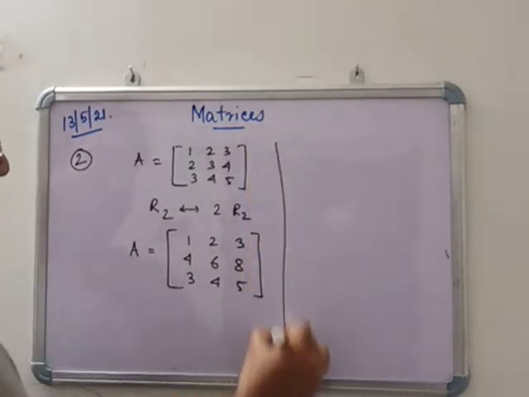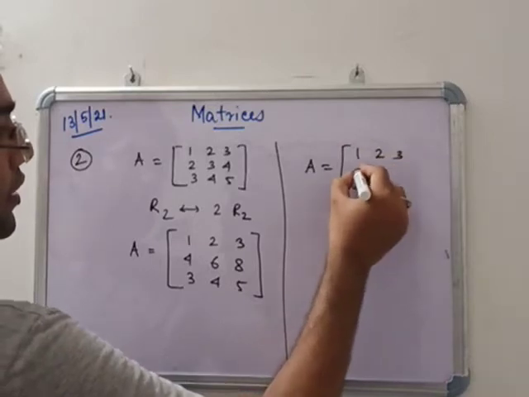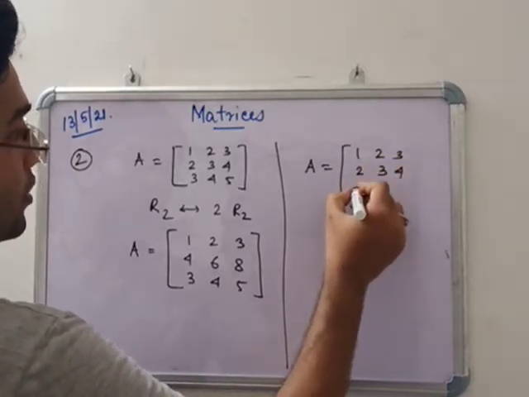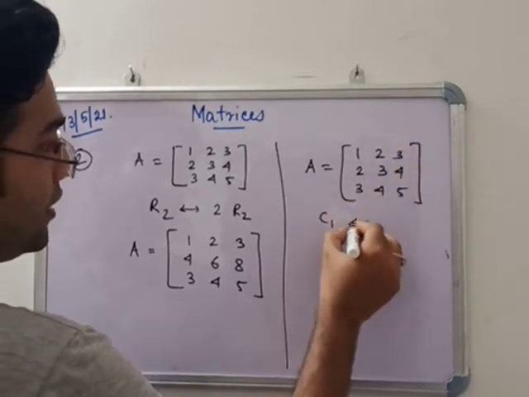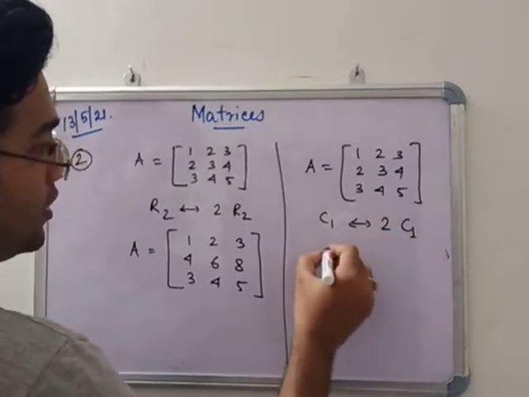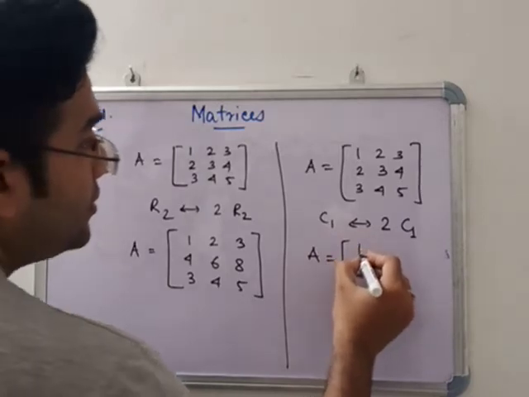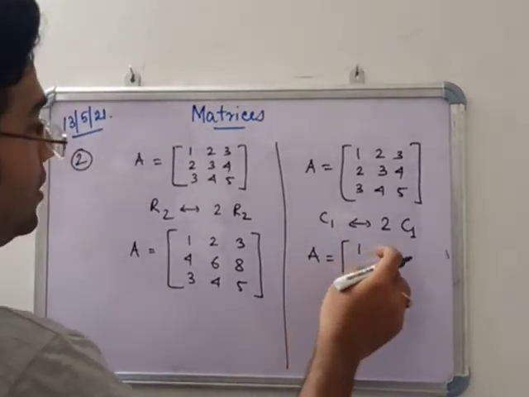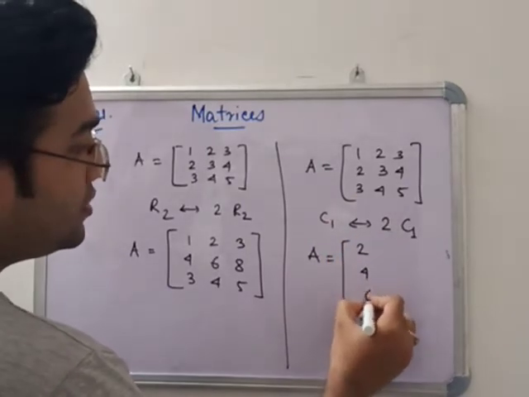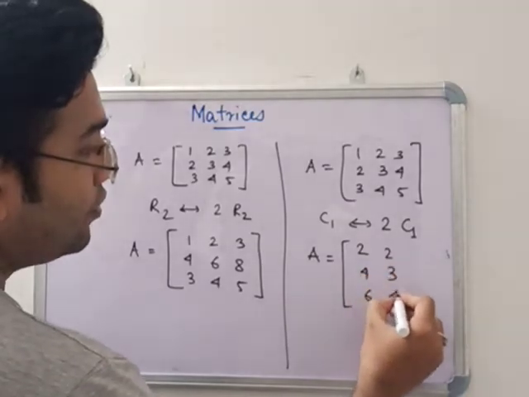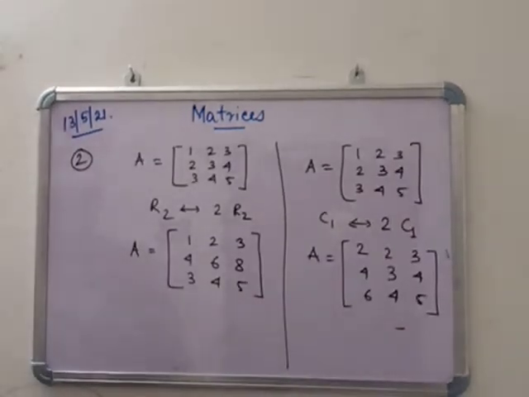Similarly for columns also, if we write 1, 2, 3, 2, 3, 4, 3, 4, 5 and C1 becomes 2 C1, that means 1 into 2 is 2, then 4, 6, 2, 3, 4, and 3, 4, 5.